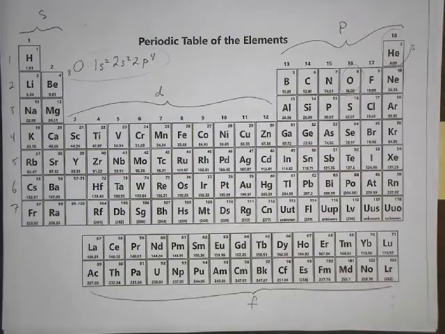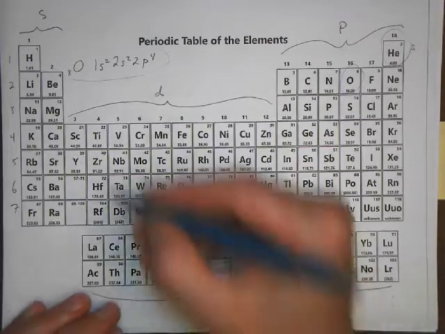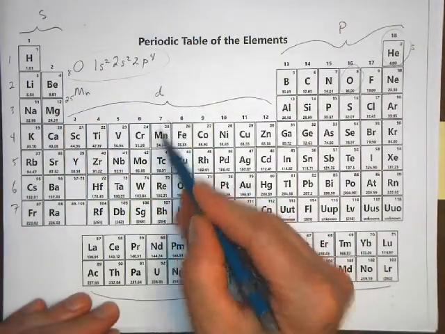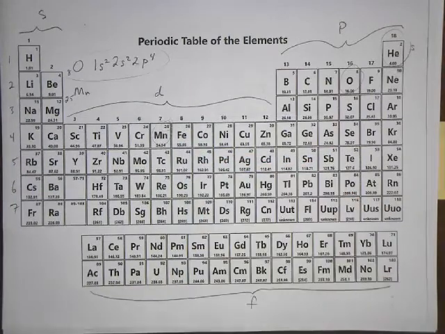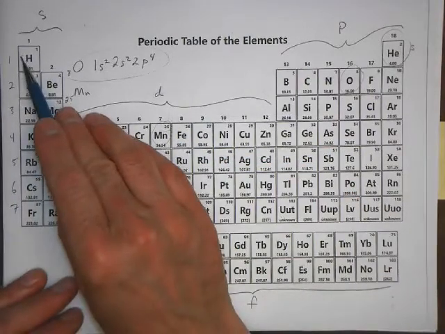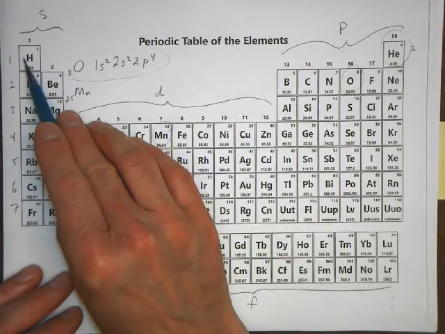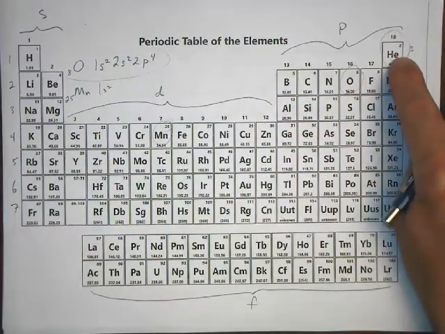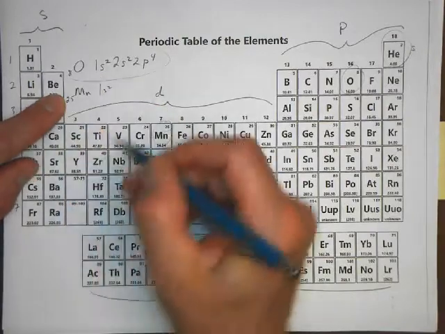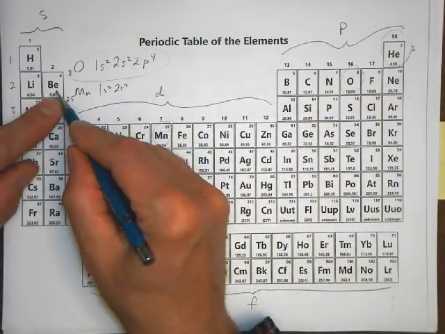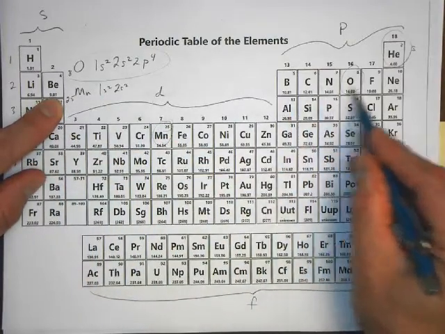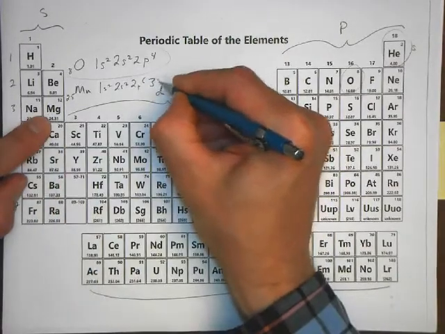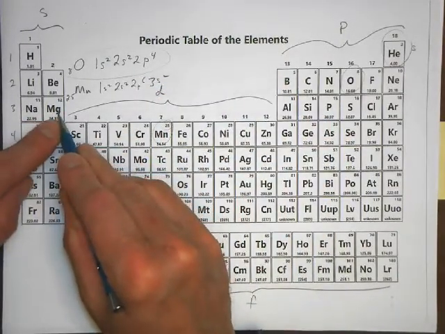Let's do another one just to see what's going on. Let's do, for example, manganese. Manganese 25. So we want the electron configuration of manganese here. We're going to start here at the bottom. Okay. 1s2 brings us to the electron configuration of helium. 2s2 brings us to the electron configuration of beryllium. 2p6 brings us to neon. 3s2 brings us to the electron configuration of magnesium.